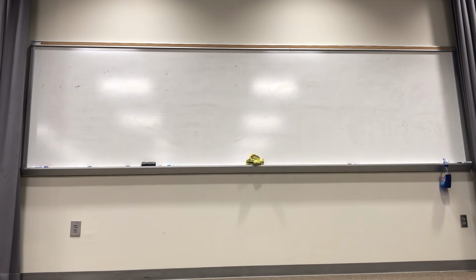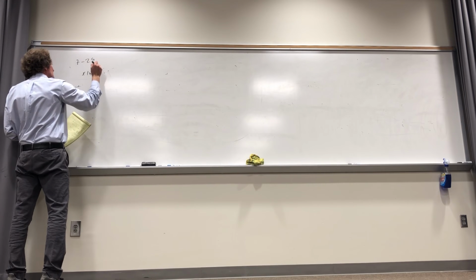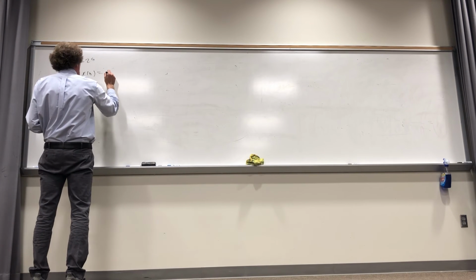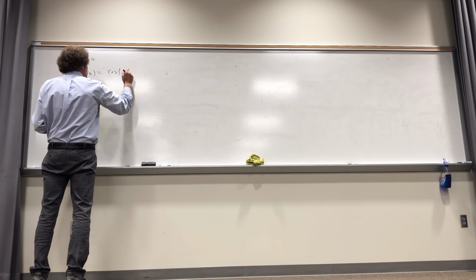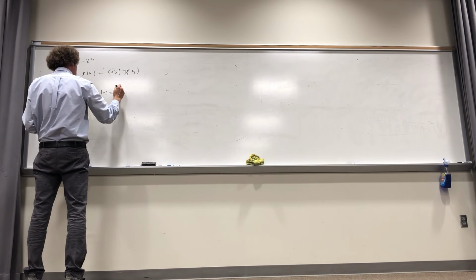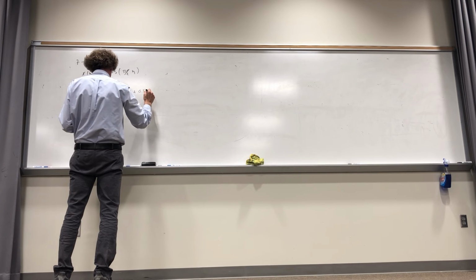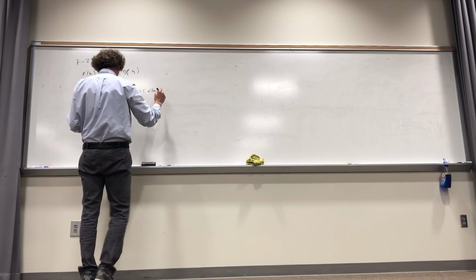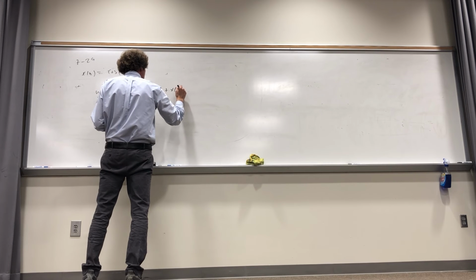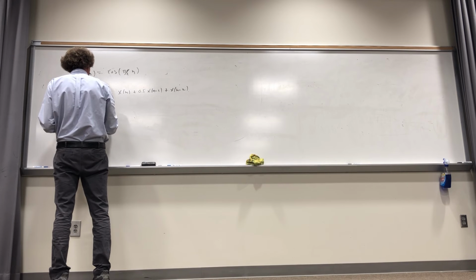Problem 29. They give x of n equal to cosine of pi over 2 n, and they give you a difference equation y of n equals x of n plus 0.5 x of n minus 1 plus x of n minus 2. And the first thing I want is h of z, I believe. You correct me if I'm wrong.